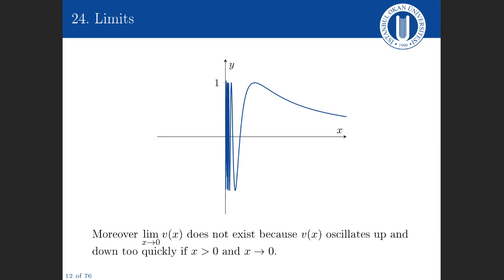What about the function v of x? The limit as x tends to 0 of v of x doesn't exist because the function v of x oscillates up and down too quickly if x is a positive number and x tends to 0. So again, there doesn't exist a particular number that we're always close to. That means the limit does not exist.